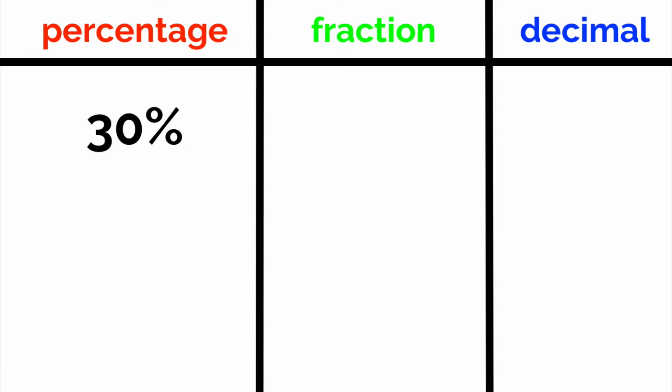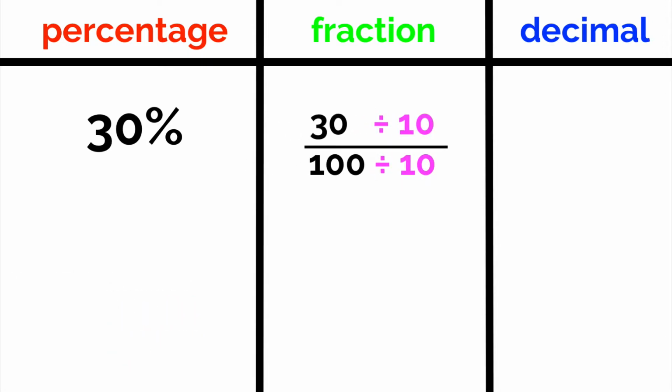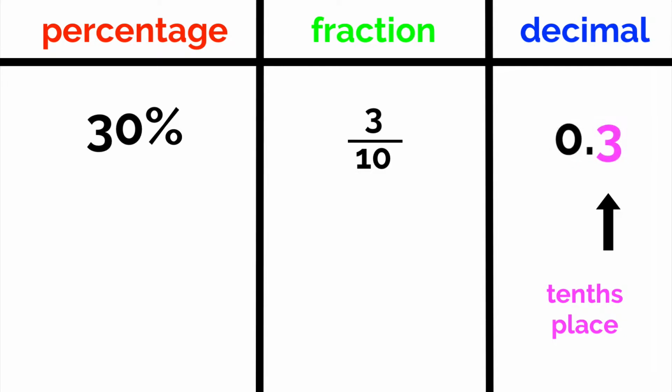Let's take something like 30%. It's very easy to convert this to a fraction because we know the percentages are out of 100. So 30% becomes 30/100ths. Then to reduce the fraction, we can divide both numbers by 10. That leaves us with 3/10. So 30% is equivalent to 3/10. Now let's get that as a decimal. Well, we know where the tenths place is, so if we have 3/10, we just need to place a 3 in the tenths place. So 0.3, and there we have 3 different ways of expressing the same value.